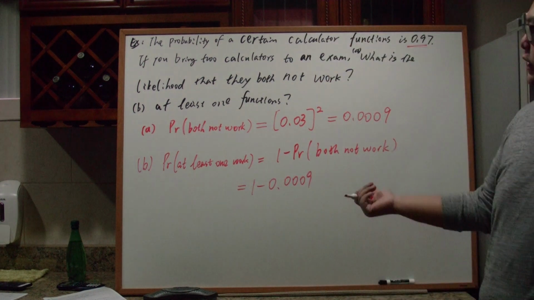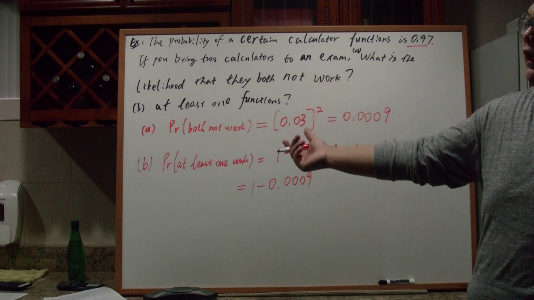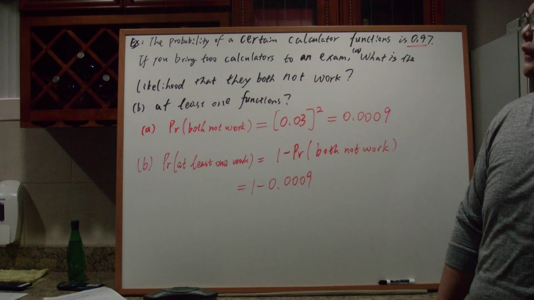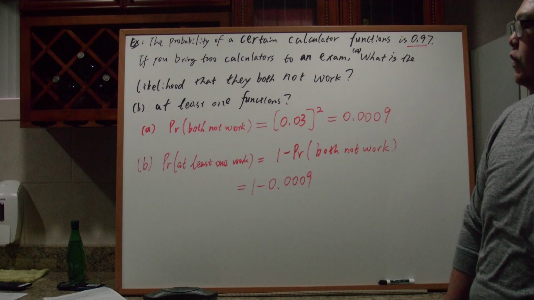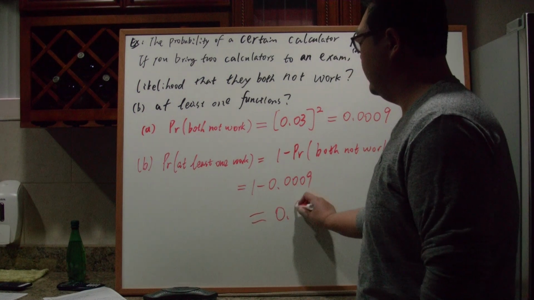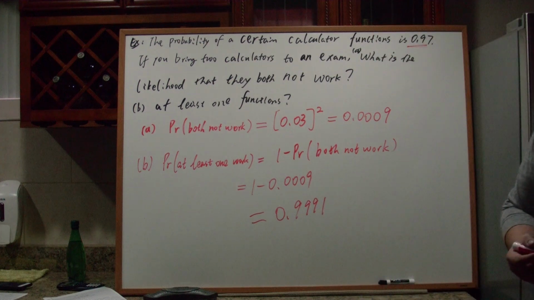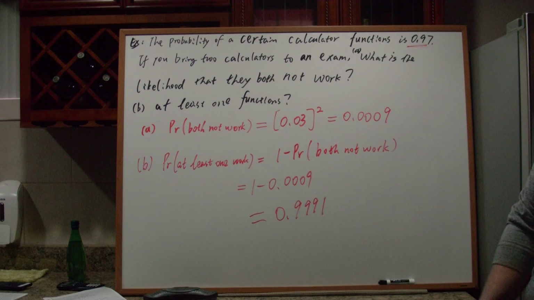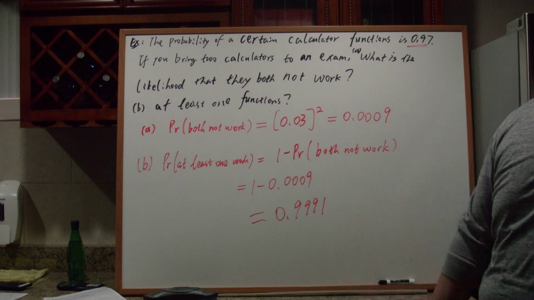Well, 1 minus the case of both of them not working, those are the cases of at least one of our calculators working, right? And we subtract from 1, that is 0.9991.